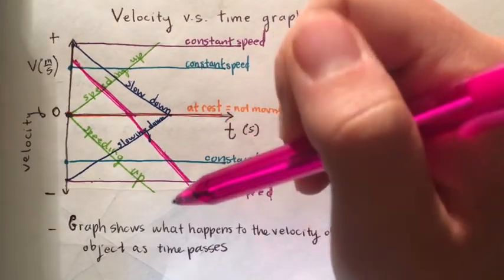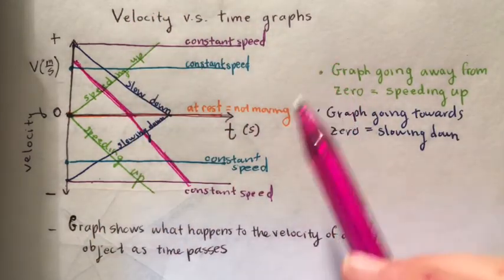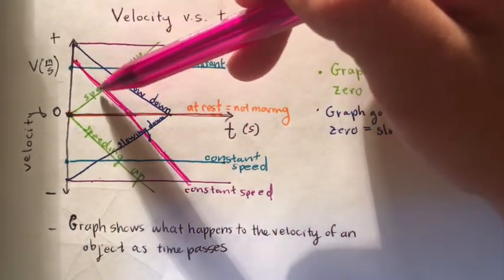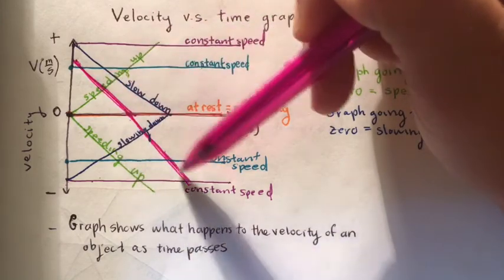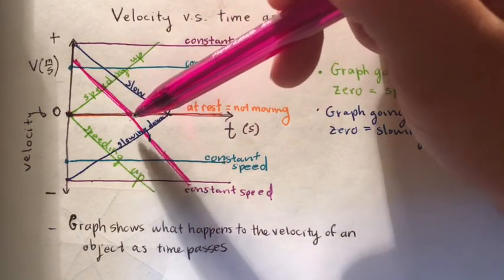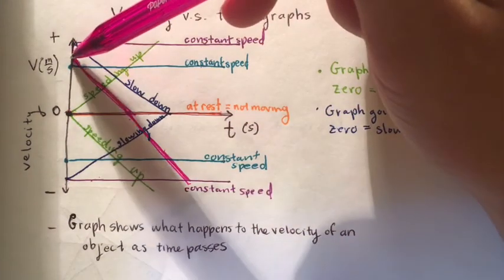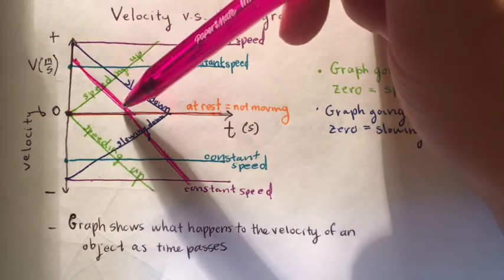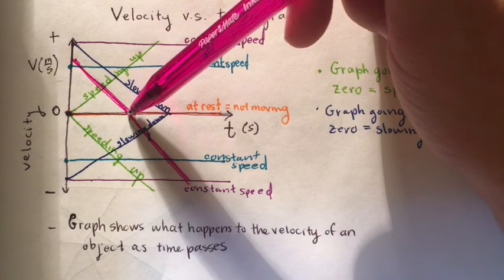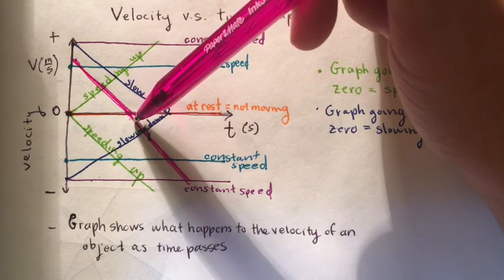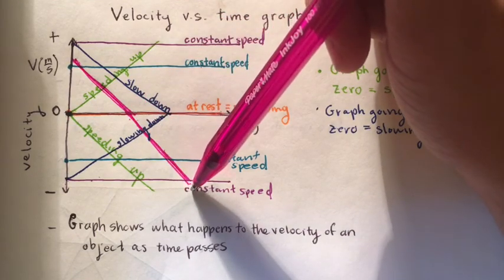What's important to get from this is that on a velocity versus time graph, when a graph crosses 0, that means the object turned around. Because here they have a positive velocity, which means they're moving in the positive direction, and then once they cross 0, they're now moving in the negative direction, which means they turn around.